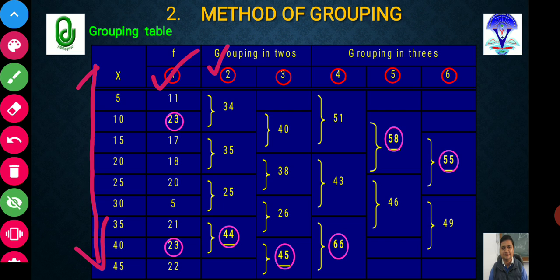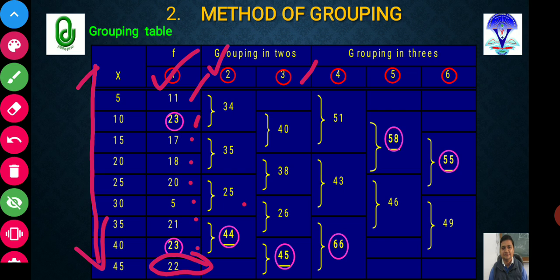Then in the next column, which we will designate as column 2, here we will group the values in terms of 2, starting from the first value. So here you can see 11 plus 23 is equal to 34. Similarly 17 plus 18 is equal to 35, 20 plus 5 is equal to 25, 21 plus 23 is equal to 44, and this last value, because we are not getting any pair, we will simply ignore. Then the next column, we will designate it as column 3.